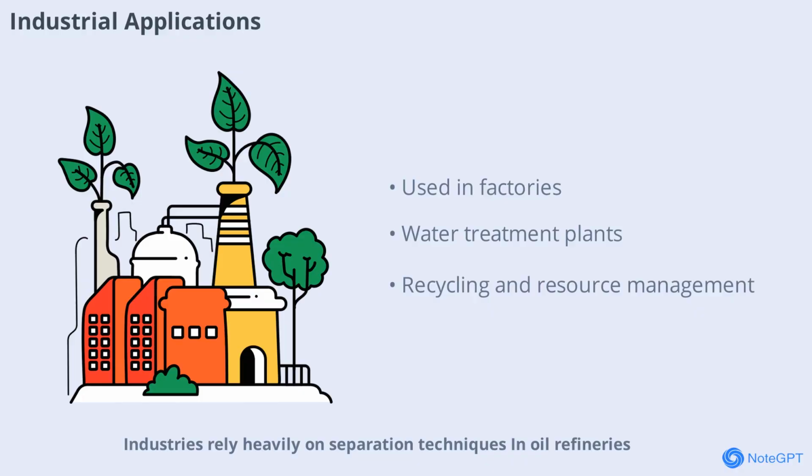Industries rely heavily on separation techniques. In oil refineries, crude oil is separated into petrol, diesel, and other products. Water treatment plants use filtration and sedimentation to provide clean water. Even in recycling, separation methods help sort plastics, metals, and paper. These processes are essential for manufacturing, environmental protection, and resource management.